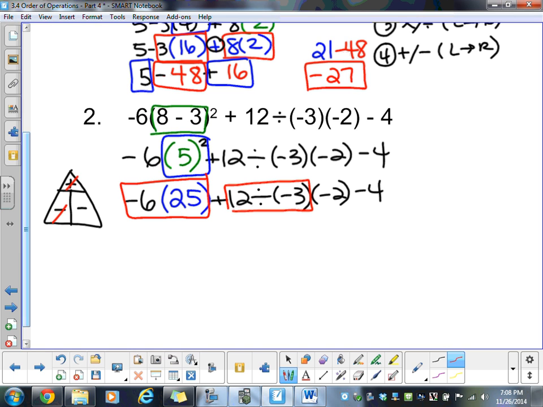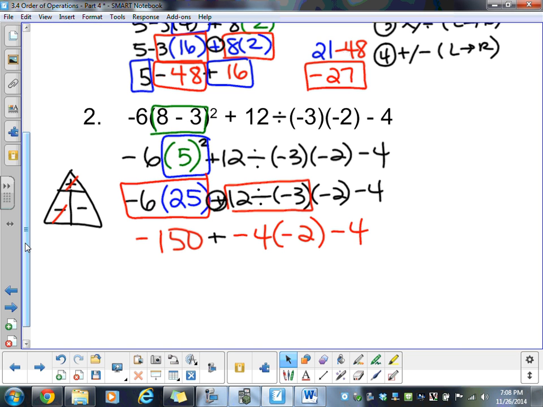Okay, now we already know our answer for negative 6 times 25 is going to be negative. I like multiplying by 25 because I can think of it in terms of quarters. If you have 6 quarters, you have $1.50. Okay, so 6 times 25 is 150. And if we just figured out that it's going to be negative, it's negative 150. I'm going to bring down my plus sign. I have a 12 divided by negative 3. Again, I'm doing a positive divided by a negative. So my answer is going to be a negative 4 in this case. I have parentheses with a negative 2, which means I'm multiplying by a negative 2. And then I have my minus 4 at the end.